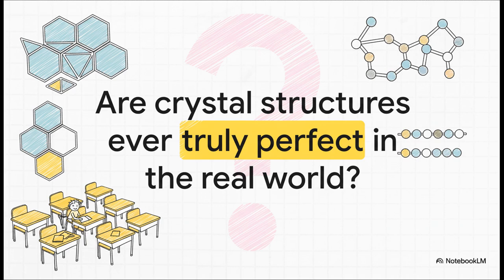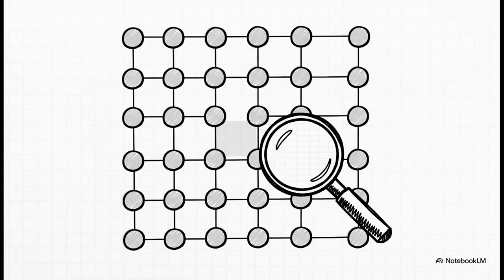After all this discussion of perfect lattices and unit cells copied a billion times, are the crystals we find in nature or the ones we make in a lab ever truly perfect? Does that perfectly disciplined classroom actually exist anywhere? The answer is a big, resounding no, not even close. Every single real-world crystal has what are called defects. They're tiny errors, little irregularities that disrupt that perfect repeating pattern. It's just a fundamental fact of nature that achieving absolute perfection is impossible.